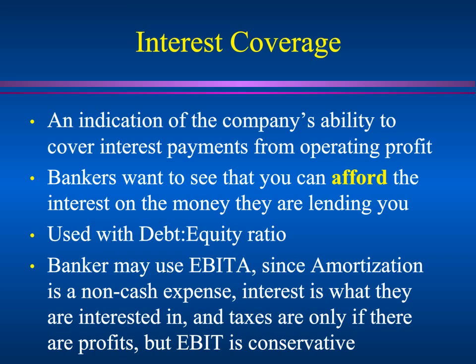Some bankers use EBITDA, so they add amortization back in because it's a non-cash expense. Since it's interest they're interested in, and the interest is a cash expense, that's the sort of thing they might look at. But EBIT is a conservative number, i.e., it's going to give you a lower number. So when we're having a conversation about this ratio, we tend to talk about EBIT, although some banks will use EBITDA. It just depends on the bank.